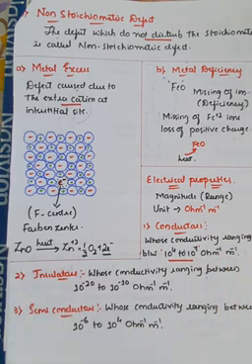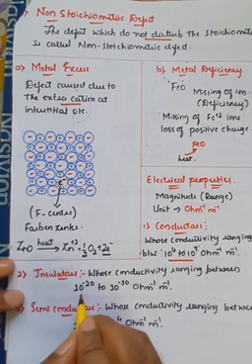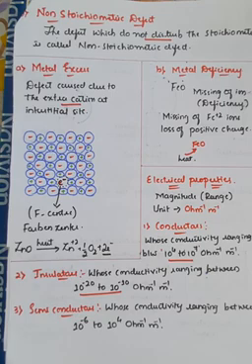In case of insulators, these are the substances whose conductivity is in the range between 10 raised to minus 20 to 10 raised to minus 10 per ohm per meter. Remember, both are negative values. The unit is the same, per ohm per meter, right? So insulators are the substances whose conductivity ranges between 10 raised to minus 20 to 10 raised to minus 10 per ohm per meter.